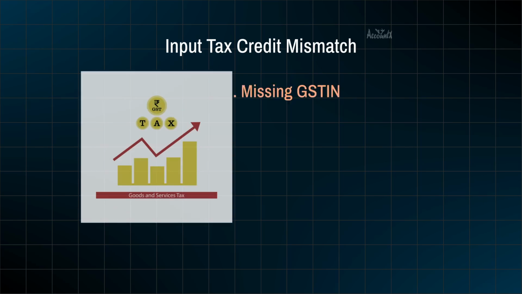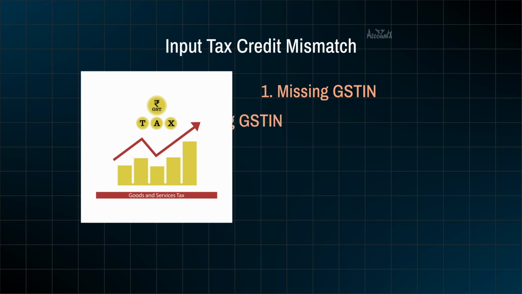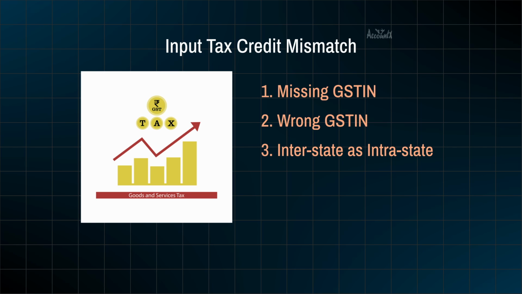And this ITC mismatch could be because of many other reasons. Say for instance, your supplier has not mentioned your GST, that is, a B2B transaction is wrongly considered as a B2C transaction. Or if the supplier has mentioned wrong GST, the transaction would not appear in your GSTR2B. Or when an interstate transaction is reported as an intrastate transaction, when the value is incorrect, etc. So mismatch in ITC could be because of any of these reasons or more.